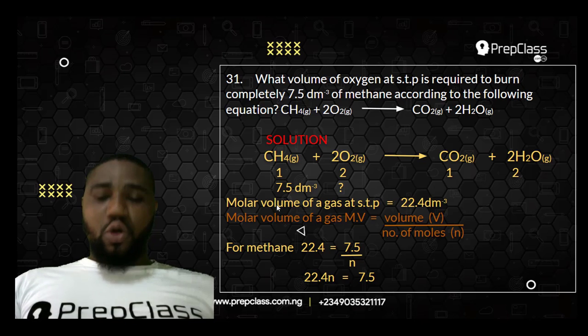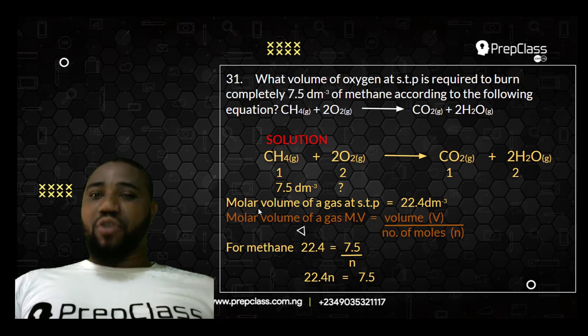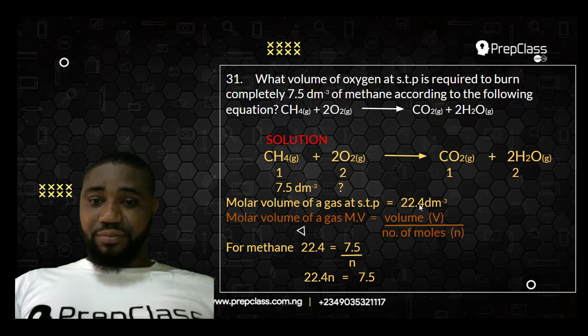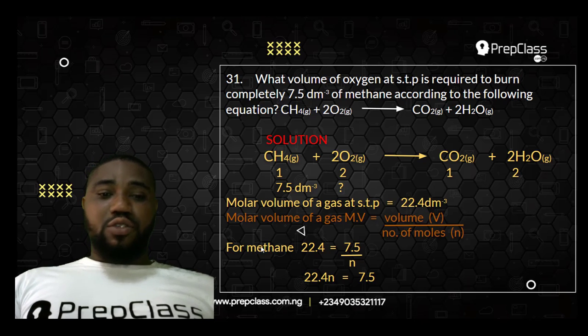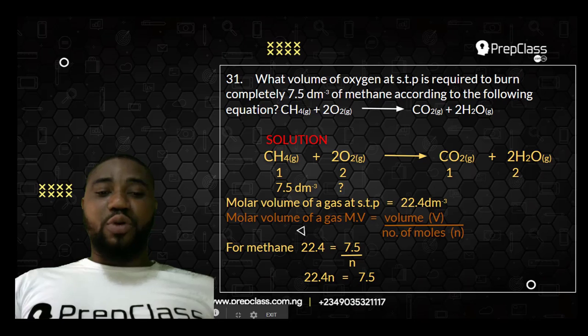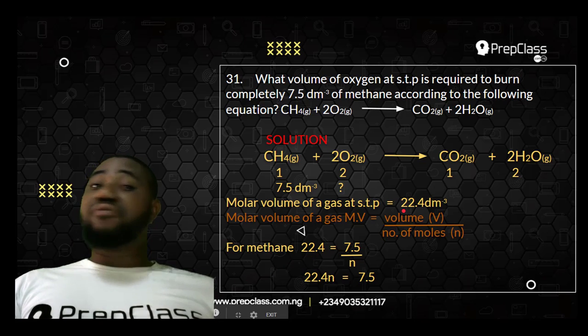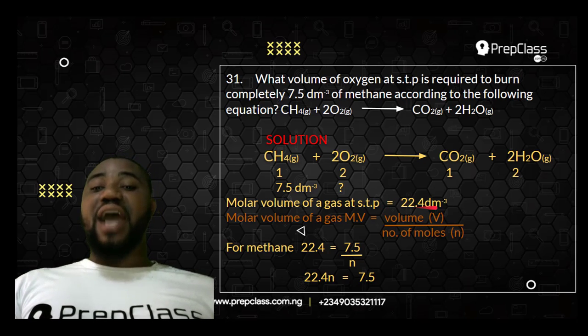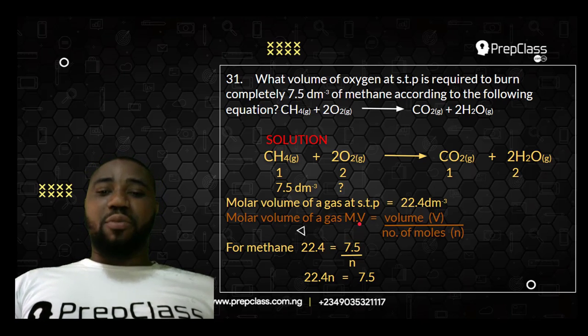Now, you must note that there is what we call the molar volume of a gas. The molar volume of a gas at standard temperature and pressure is 22.4 dm cube. It's a constant. So this 22.4 dm cube is the molar volume of every gas at standard temperature and pressure. The formula is: molar volume of a gas equals volume over number of moles.